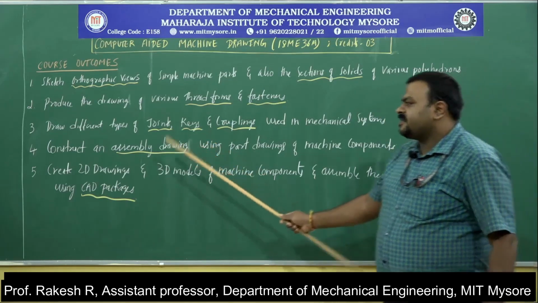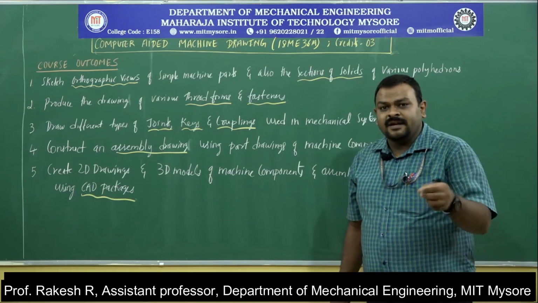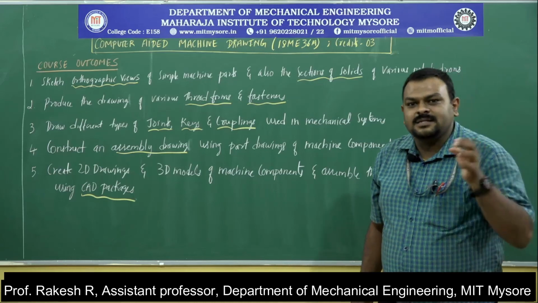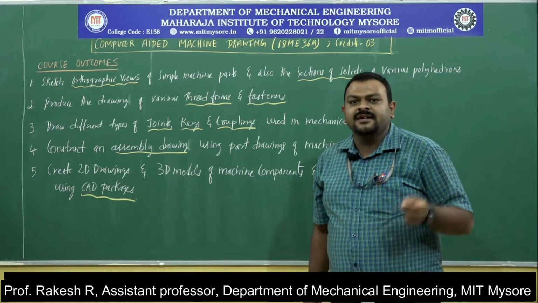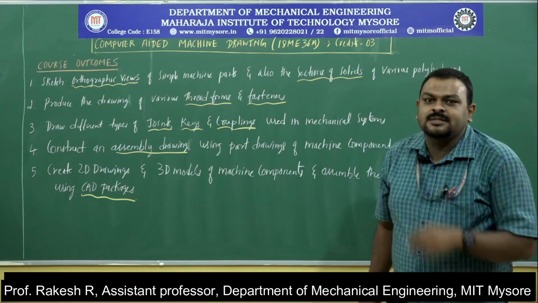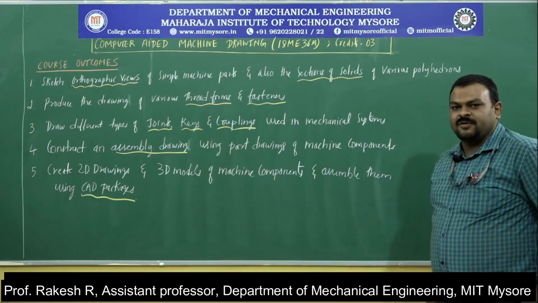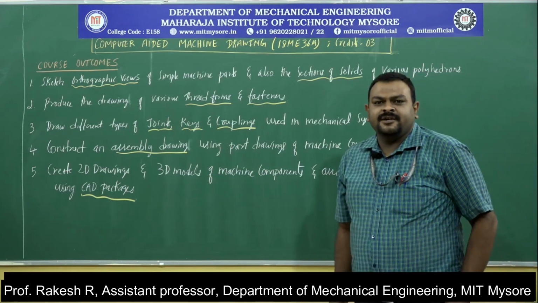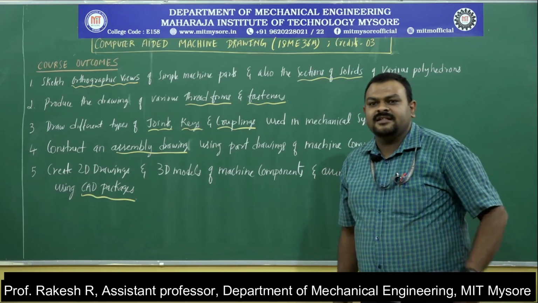Then you will be constructing assembly drawing. You will be creating the parts. After creating the parts, you will be assembling the parts. Then after that, you will be taking out orthographic views of the part along with section. That is the 4th CO.